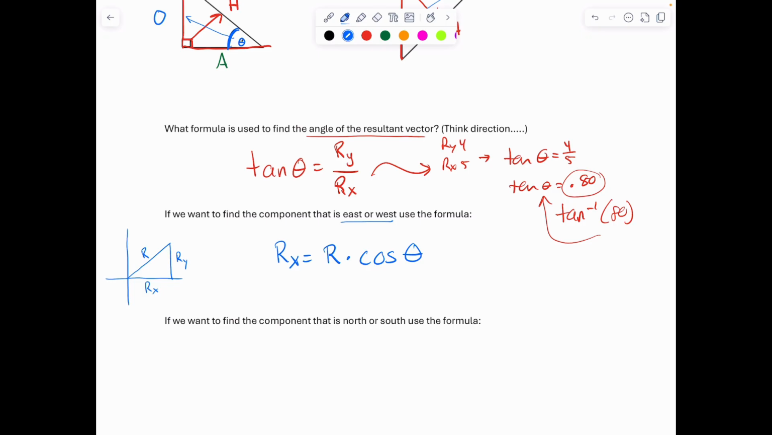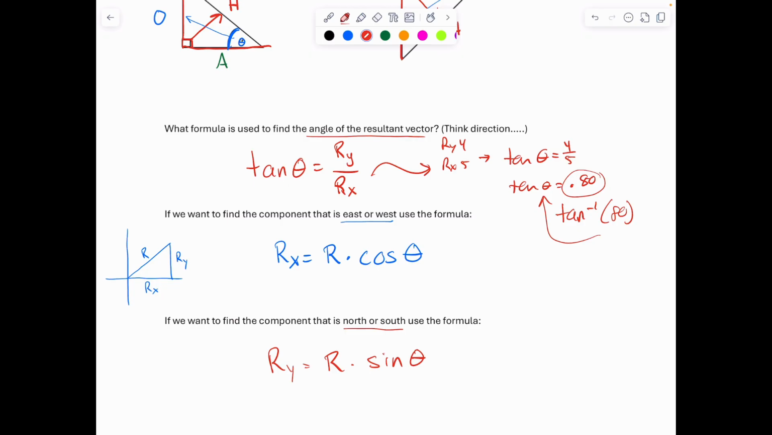If we want to find the north-south, that's going to be the ry component, and that's going to be simply r times the sine of theta. Those are the basic formulas that we're going to use in doing the harder math problems that are part of this, besides the ones with the Pythagorean theorem.